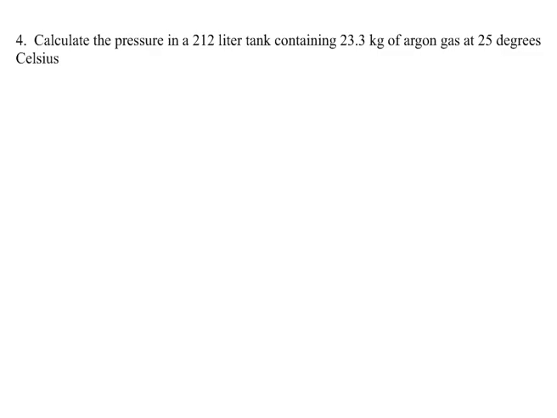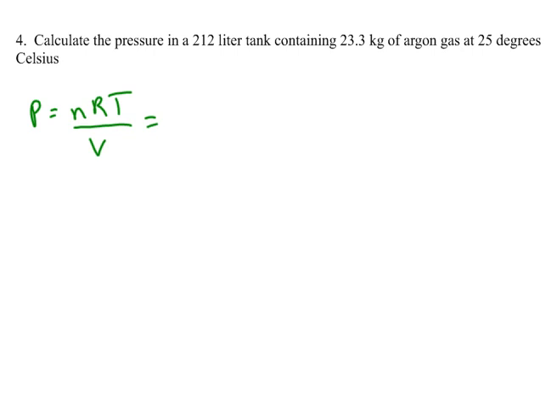In our last problem, well, that was a little interesting typo. All right, in our last problem, we are going to calculate the pressure in a 212 liter tank containing 23.3 kilograms of argon gas at 25 degrees Celsius. So in this case, we're solving for pressure. The manipulated equation is P equals nRT over V.